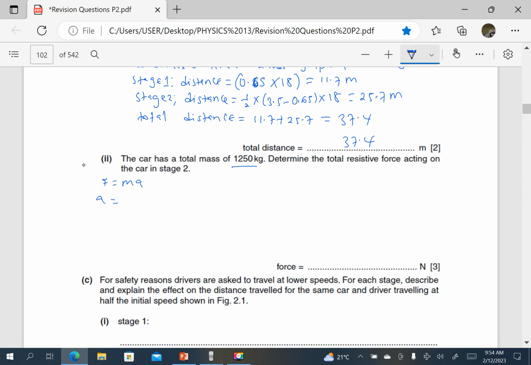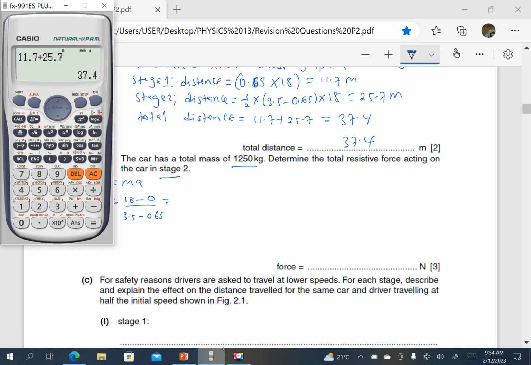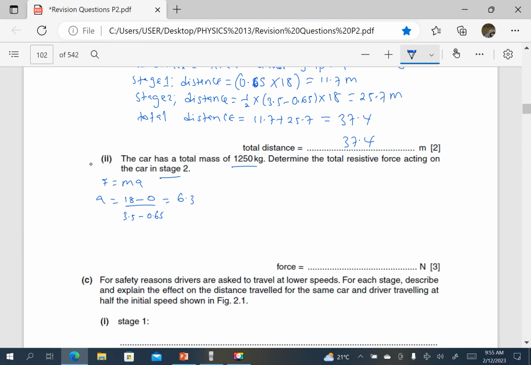So the acceleration is going to be the force over the mass, but then we know that in stage 2, the velocity changes from 18 to 0 in a time of 3.5 minus 0.65, since it starts changing at 0.65. So the acceleration is the change in velocity over time, which is 18 divided by 3.5 minus 0.65, which is 6.3. So the acceleration is 6.3.